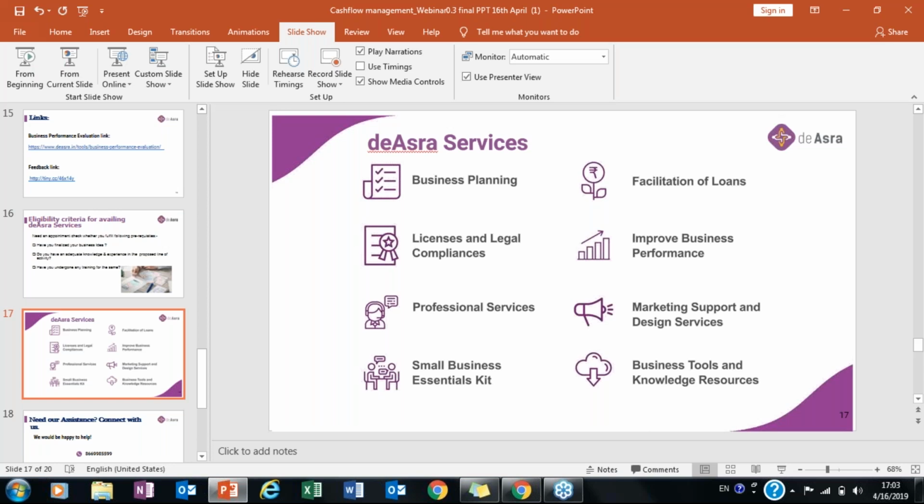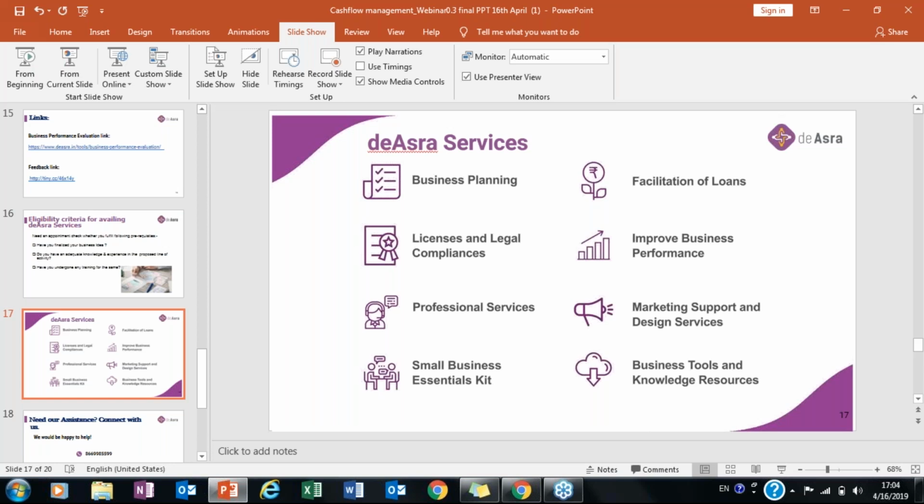Business tools and knowledge resources. Ladies and gentlemen, as we spoke in the previous slides, we will help you with age-wise data, creditors lists, and how to manage them, and what the tools to manage them are. Cash flow management is one of the major tools which we give to you so that it is very easy for you to manage your business.